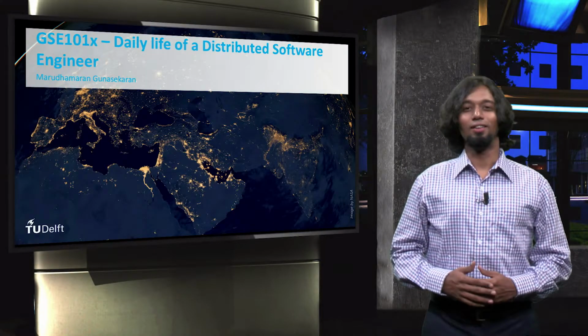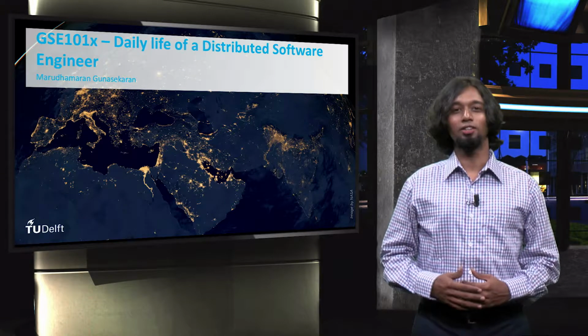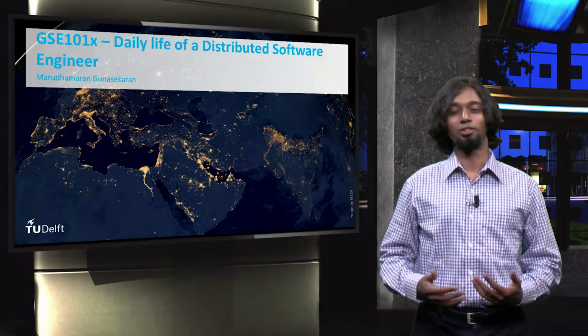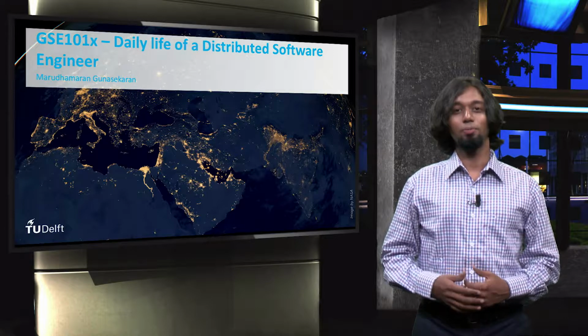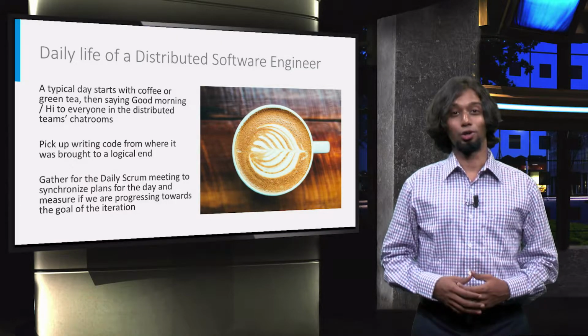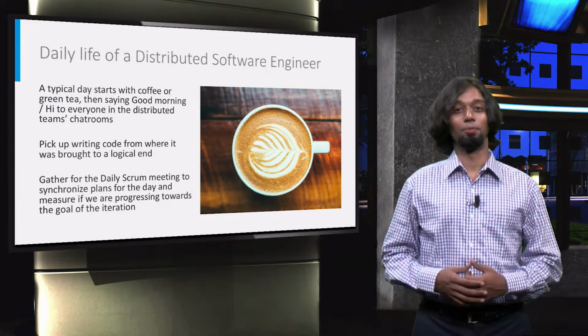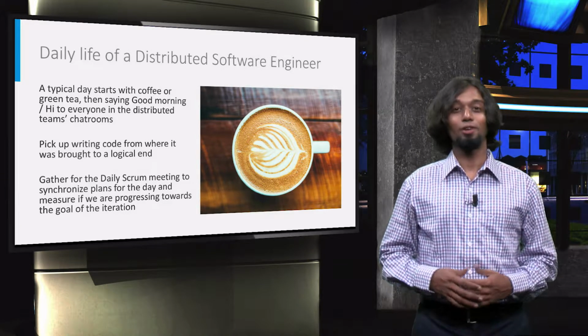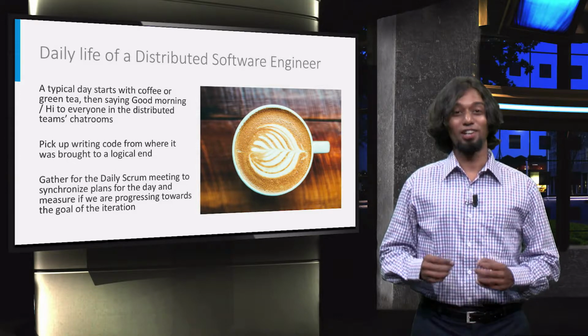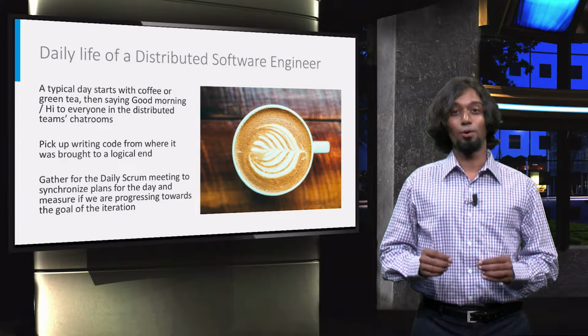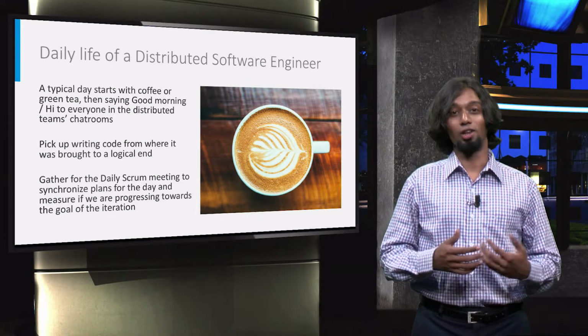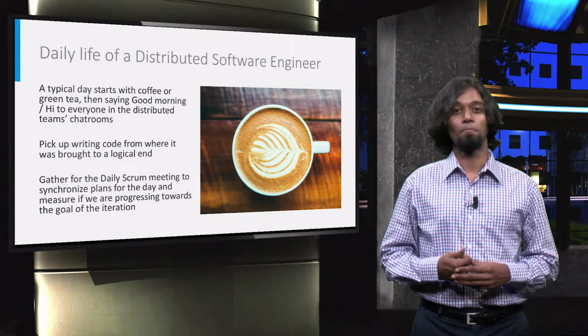In this lecture, let's take a peek at the typical workday in a distributed software engineer's life. A typical day starts with coffee or green tea, then saying good morning, hi to everyone in the distributed team's chat rooms. At the very beginning of the day, when there are fresh thoughts, pick up writing code from where it was brought to a logical end the last evening.